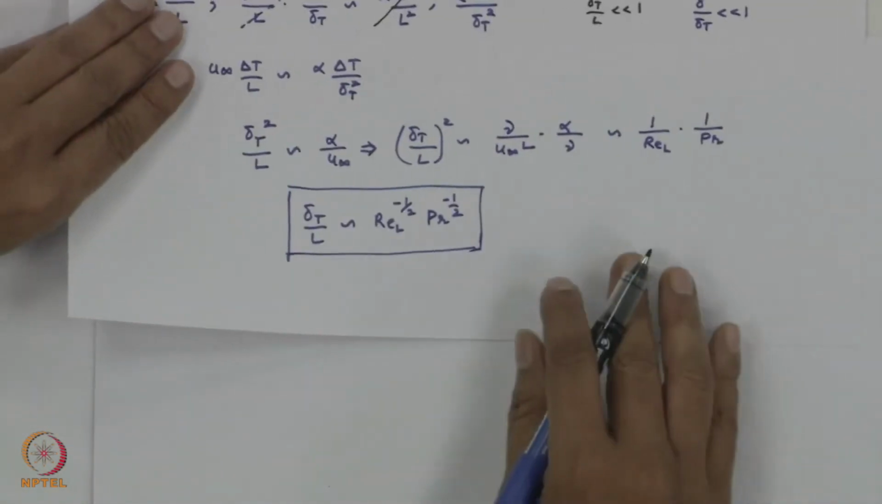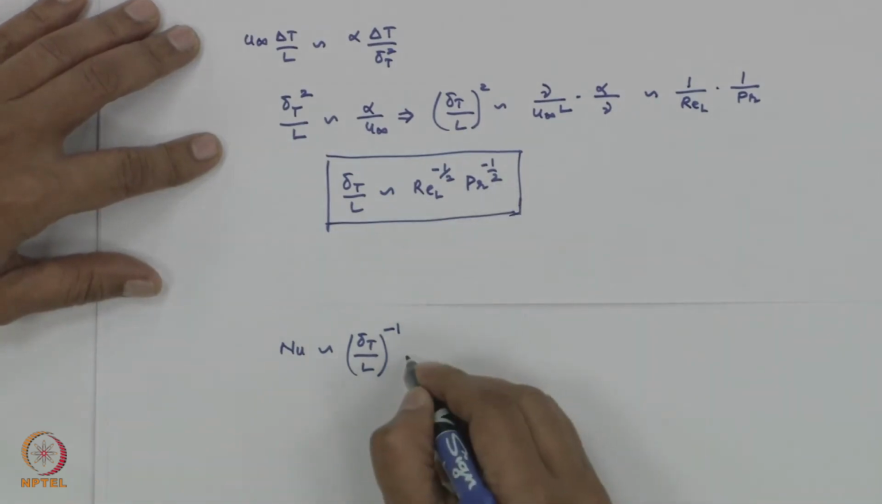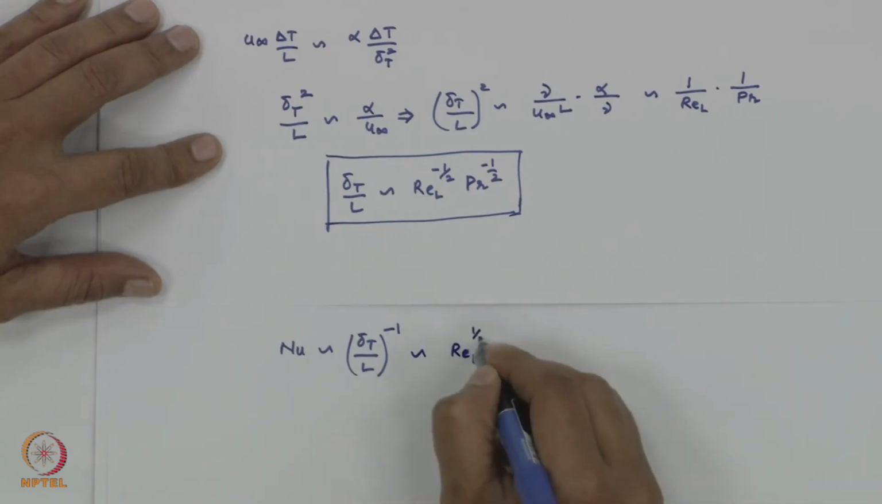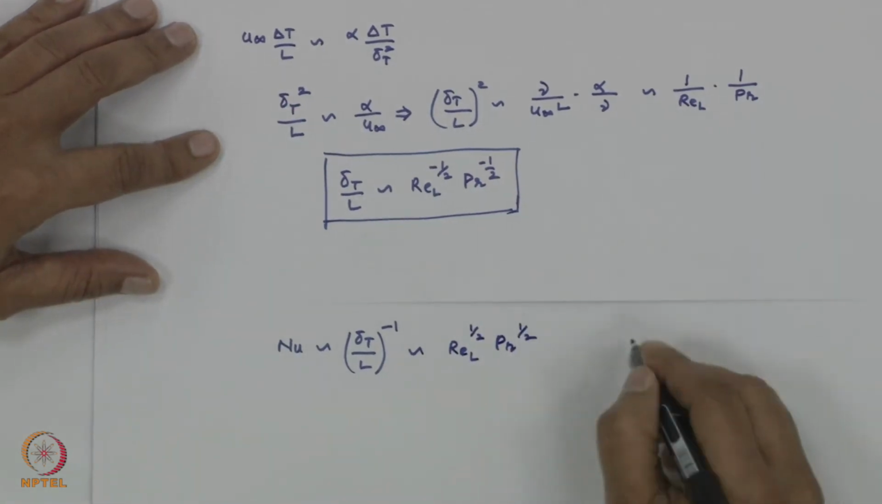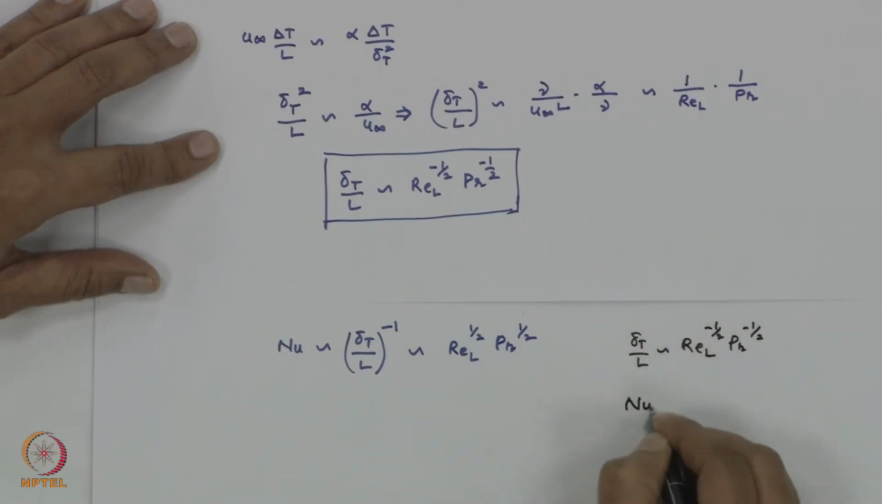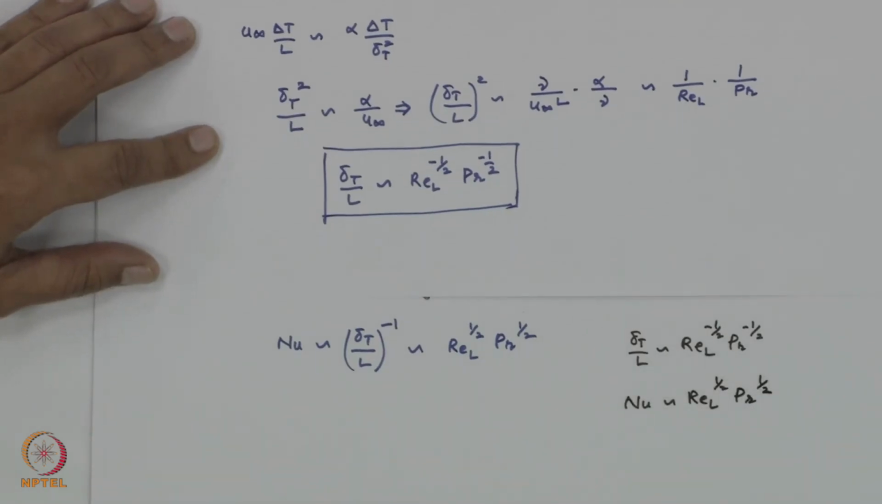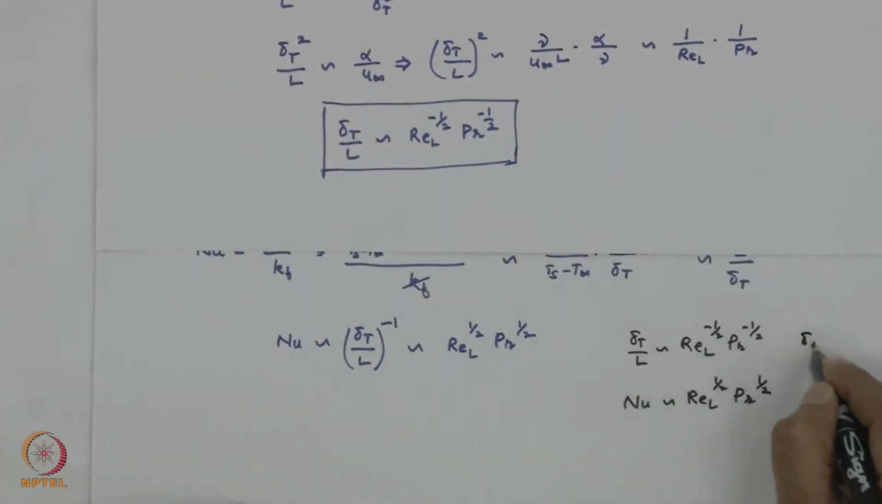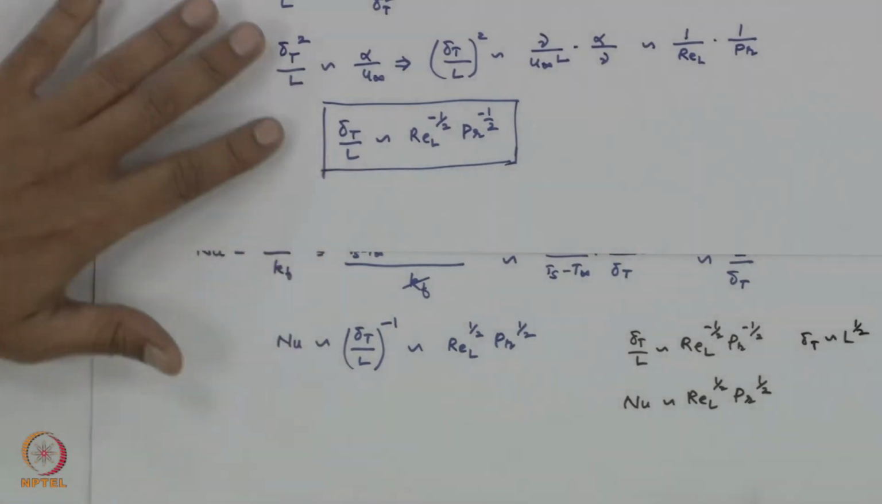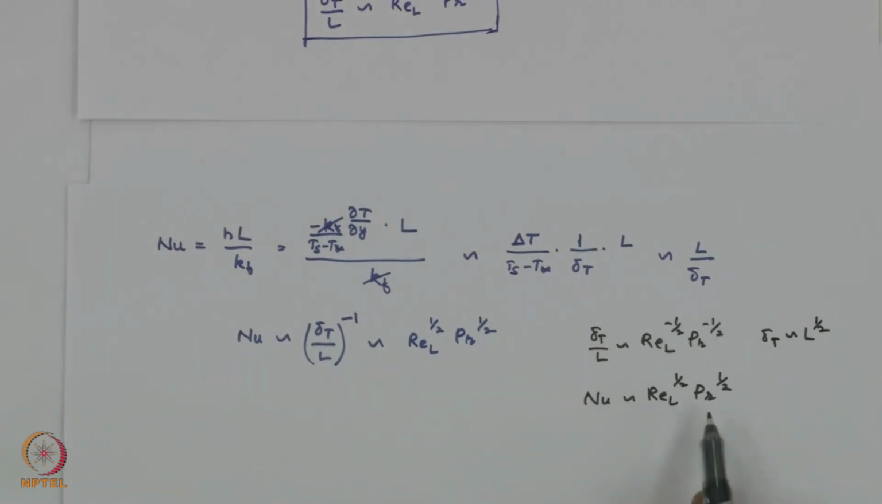If you recollect, we just now found delta T by L as REL to the power of minus half PR to the power of minus half. So I get Nu is of the order of REL to the power of half PR to the power of half. Okay. So what do we understand from this? Again here delta T is of the order of L to the power of half. So that's why thermal boundary layer thickness increases with the increase of length, and Nusselt number increases with the increase of Reynolds number, and Nusselt number increases with the increase of the Prandtl number. Remember, we have derived this only for Prandtl numbers less than 1. That means delta is less than delta T.